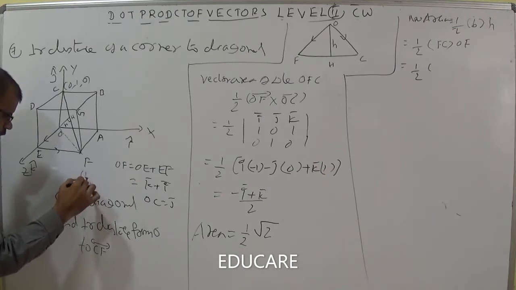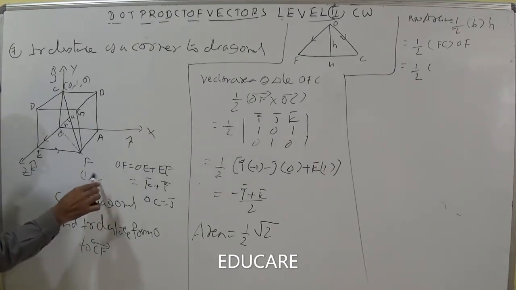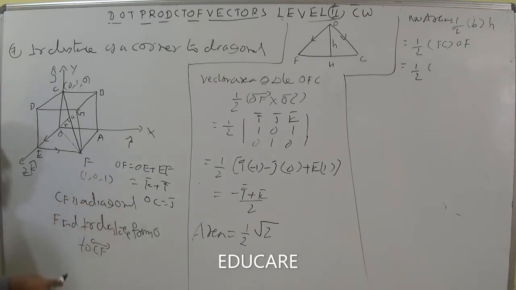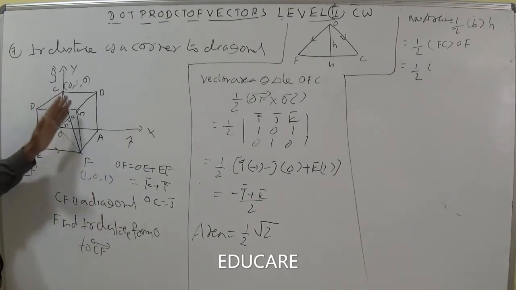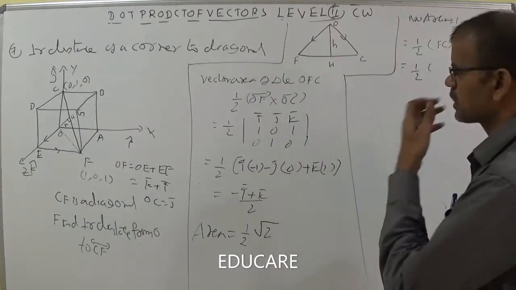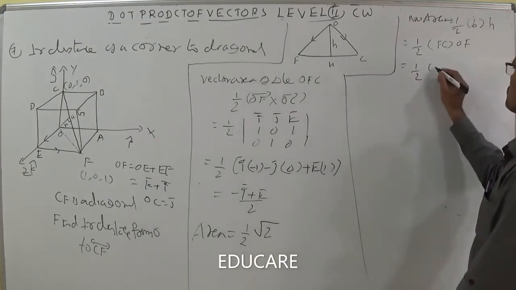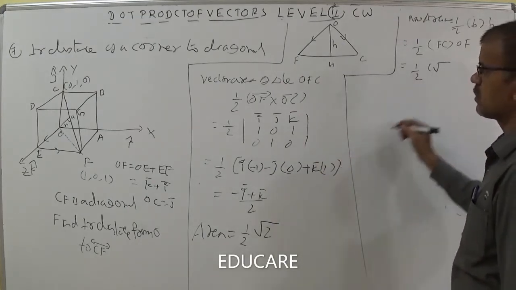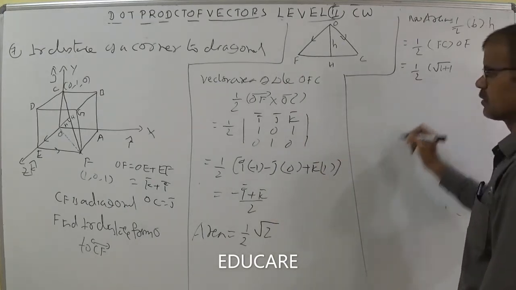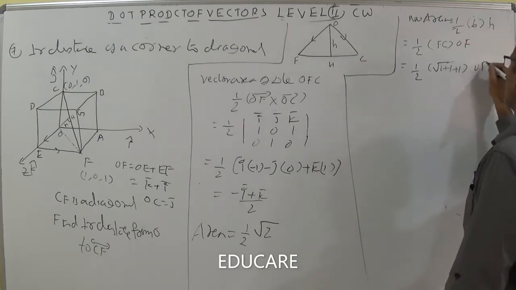So for X it is 1, and since the plane indicates there is no Y, you can write here 1, 0, 1. Now FC means C minus F, you write. The distance you can calculate directly using the root of (x2 minus x1) whole square concept. So you can write here (0 minus 1) whole square plus 1 plus 1, into OF you write.